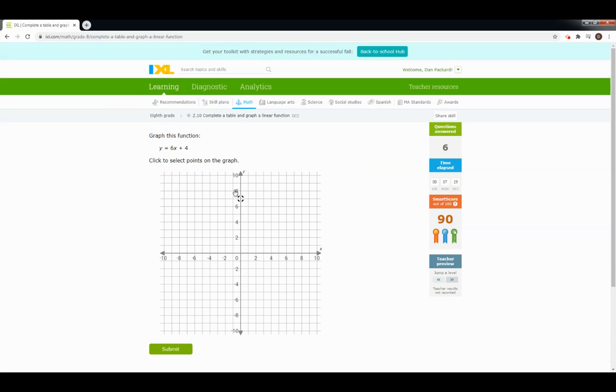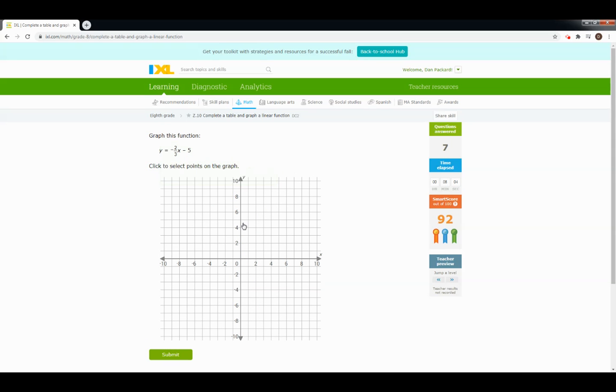Okay, now here when you get up into the challenge zone, it doesn't give you numbers to plug in. The numbers you're going to want to plug in are 0 and 1. They are usually the easiest numbers to plug in, unless you have a fraction. If you have a fraction, you're going to use 0 and the denominator, which is the bottom number. So here, x is 0, 6 times 0 is 0, plus 4 is 4, so that'd be 0 comma 4. And if I plug in 1, 6 times 1 is 6, 6 plus 4 is 10. And there's my line right there.